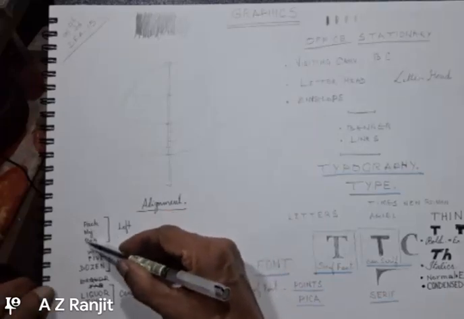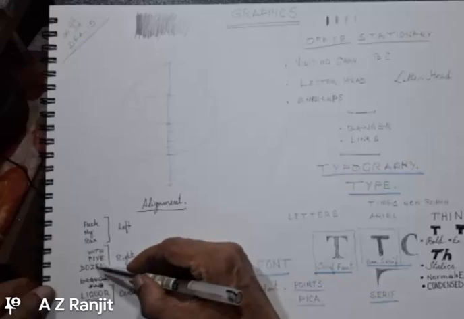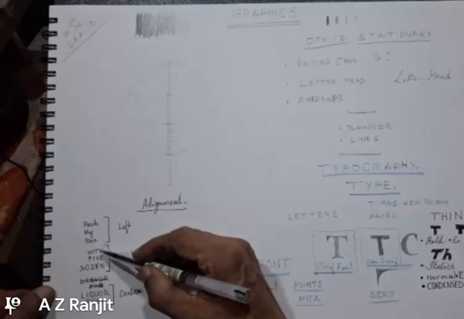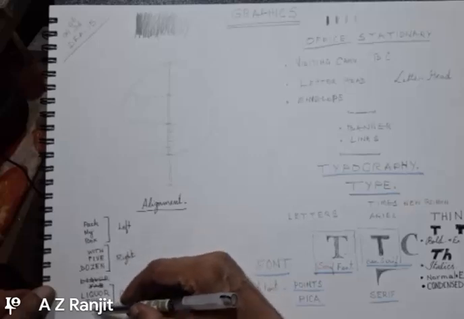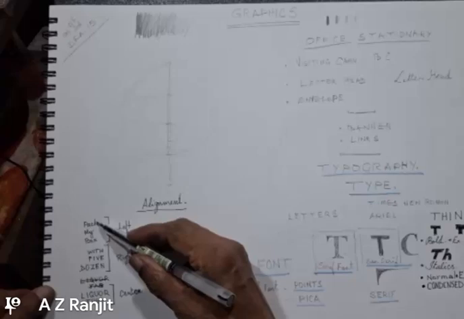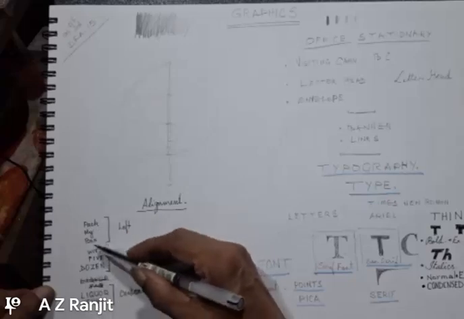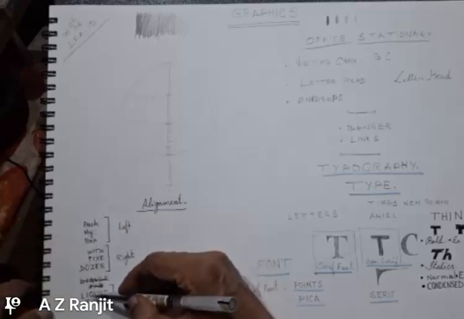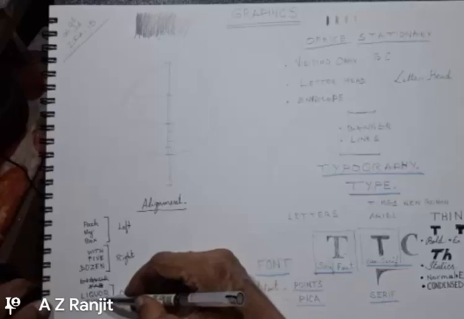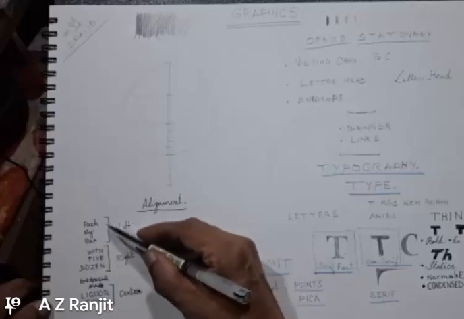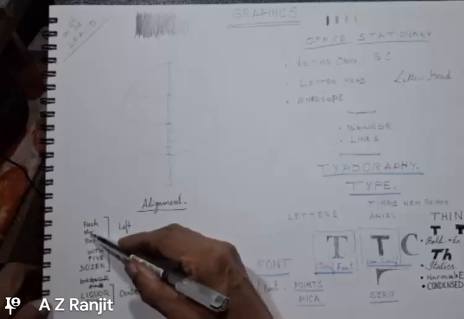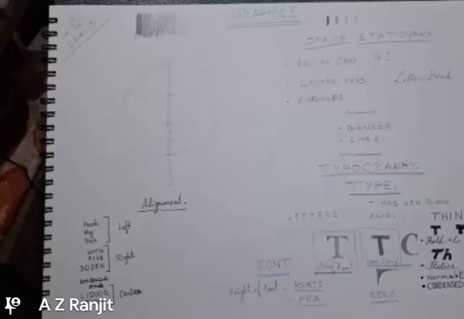A, B, C, D, E, F, G, H, I, J, K, L, M. It's there. N, O, P, Q, R, S, T. Where is U? U, V, W, X, Y, Z. Isn't it funny? Like all the things are there.